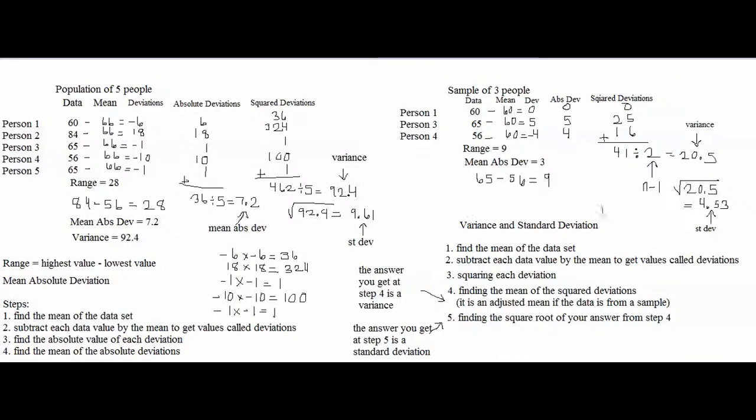Now, since the variance and standard deviation over here used a slightly different formula than the variance and standard deviation over here, there's actually different terms or different words that are used. When you have data from an entire population and you calculate the variance, without using the adjustment in step 4, your answer is actually called a population variance. I can just write POP for population, and if you find the square root of that variance, then your answer is called a population standard deviation.